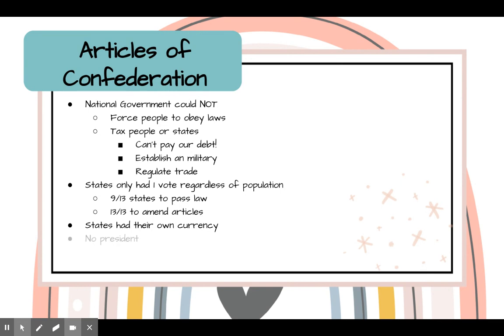Each state had their own currency, and the currency in a different state was completely worthless. So if you went to Georgia from North Carolina, your money was worthless. They also did not have a president and no national court system. So basically, it was the United States of individual countries. They weren't communicating. It's like a bad relationship.